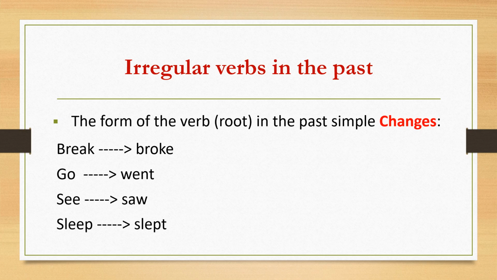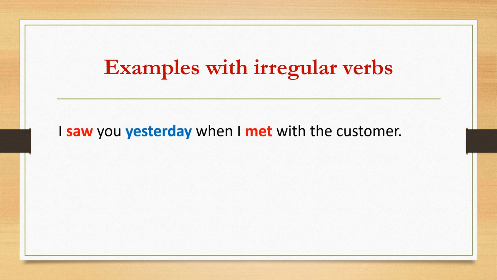Sleep, slept. We don't say, I sleep last night. No, it's an irregular verb. I slept last night. Meet becomes met. And we have to learn them. For example, I saw you yesterday when I met with the customer. Two irregular verbs, see and meet. I saw you and I met with the customer.